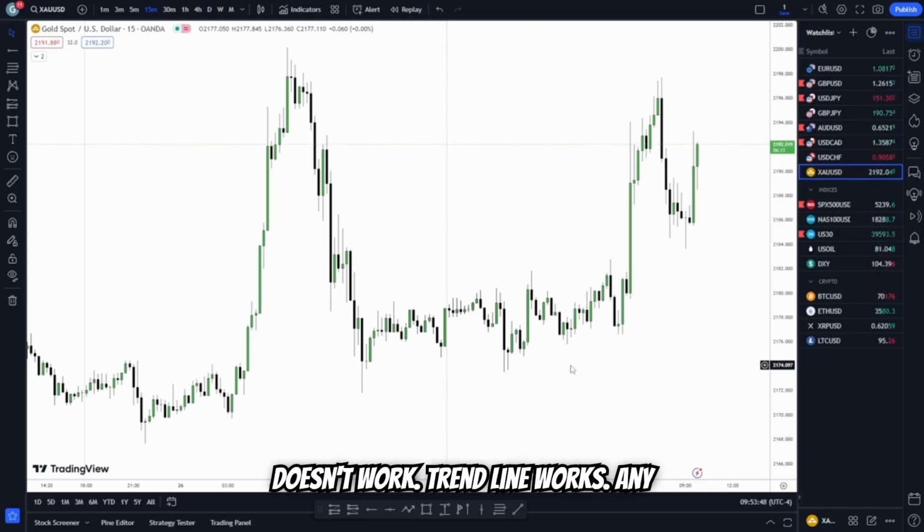I'm not saying the trend line doesn't work. Trend lines work. Any strategy works, even flipping a coin. If you flip a coin and take a buy or sell on the basis of the flip, it will also work if you are using good risk management and money management. You will still make money. I'm not talking about that.